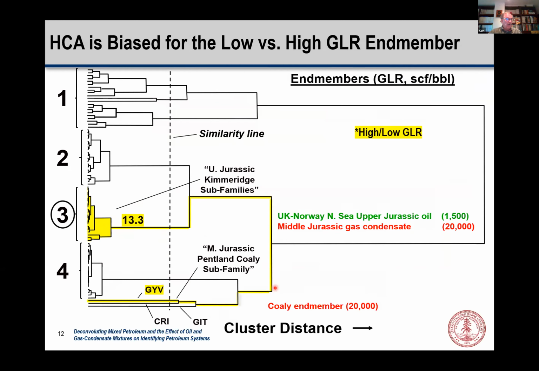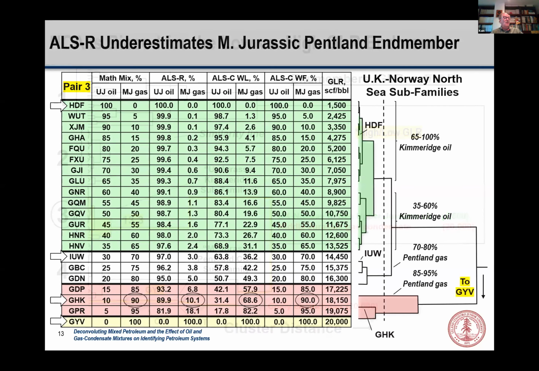And here is our bigger cluster distance with the outlier, which is the Coley end member. So all of these you would conclude from this hierarchical cluster analysis is, oh, these are Kimmeridge subfamilies. And the differences maybe are due to the slight differences in cluster distance, or maybe due to organofacies variations. And so we can go to the same sort of chart again and blow this up, except for the outlier, the gassy end member.